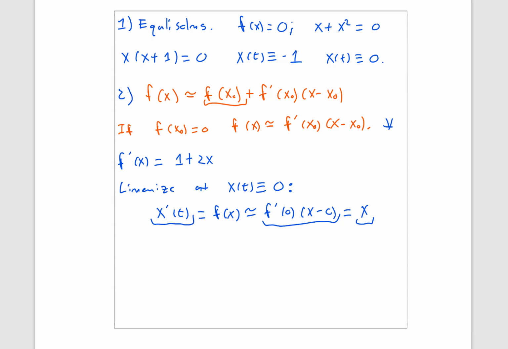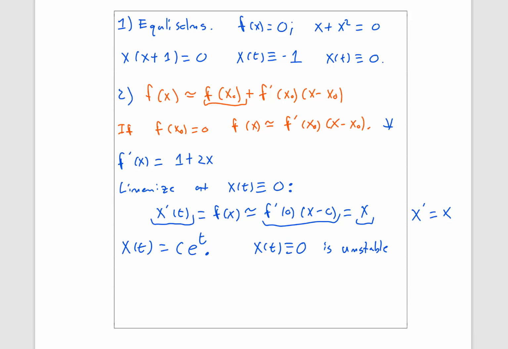If x of t is a solution and x of t is close to 0, then its derivative is approximately equal to x. And the general solution to this equation is x of t equals a constant times e to the power of t. That's just the solution to the equation x prime is equal to x. So what this means, if a solution starts close to 0, it's going to be approximately equal to e to the t, but notice as t goes to infinity, as t increases, x of t is getting farther from 0. So what this means is that the solution x of t equals 0 is unstable.